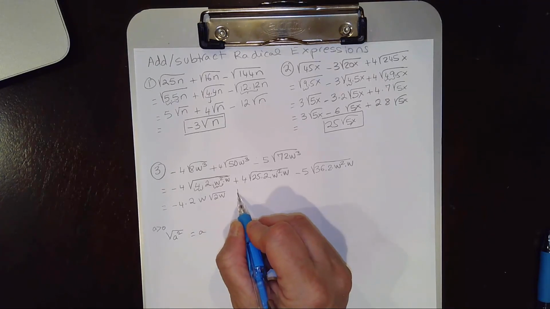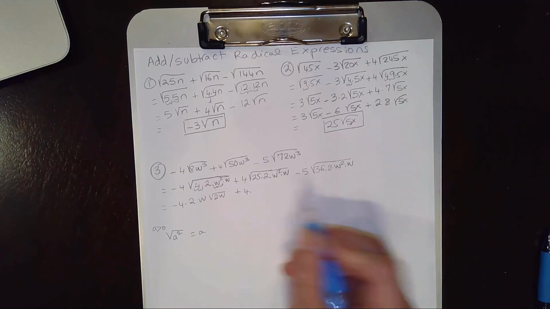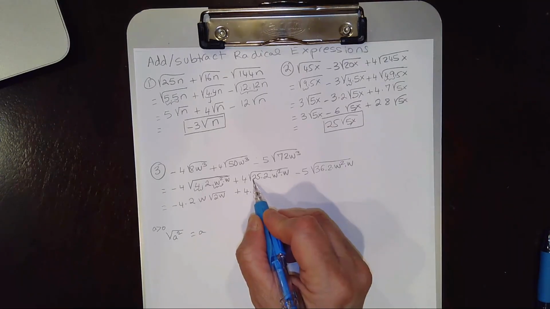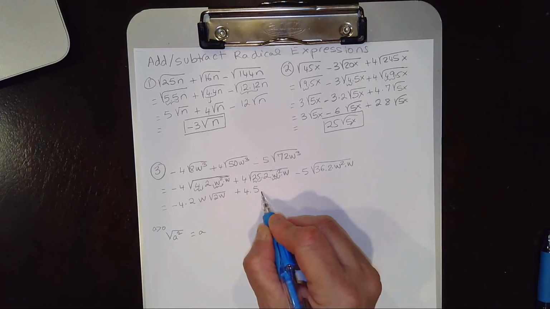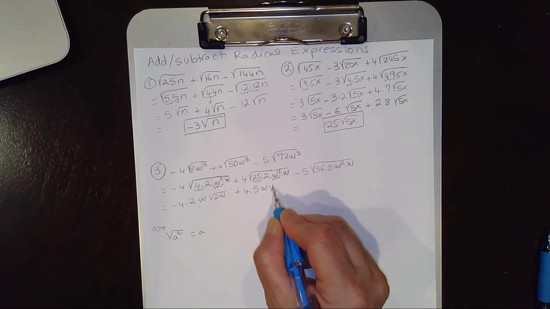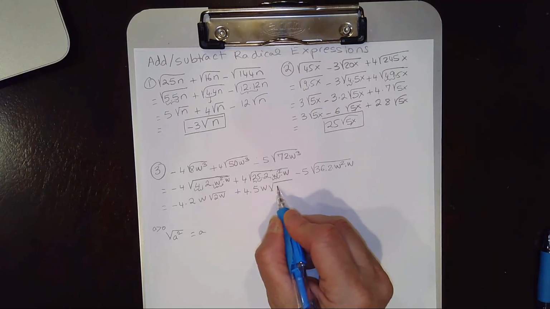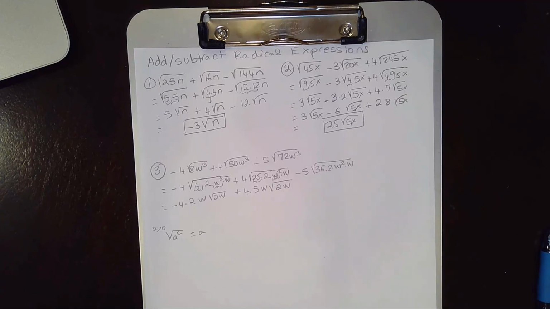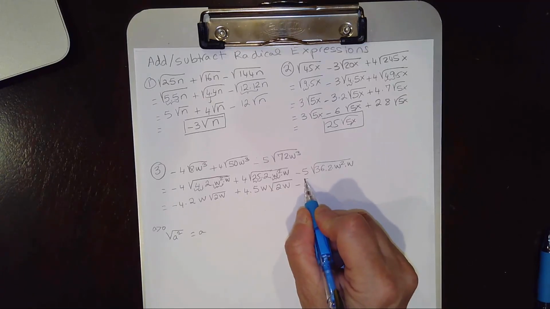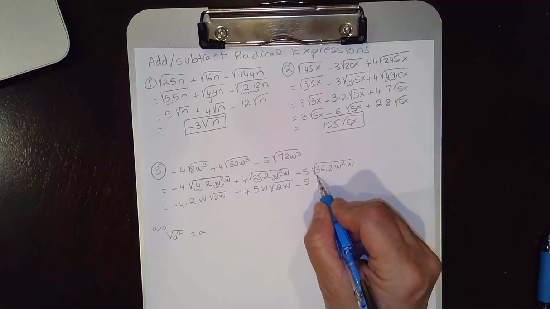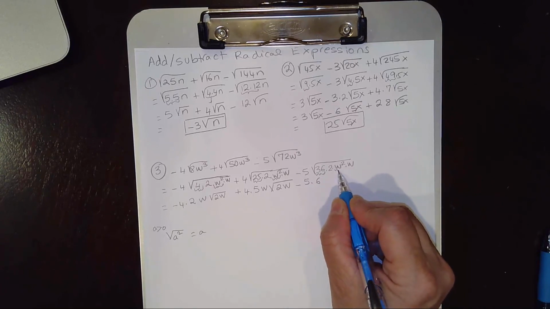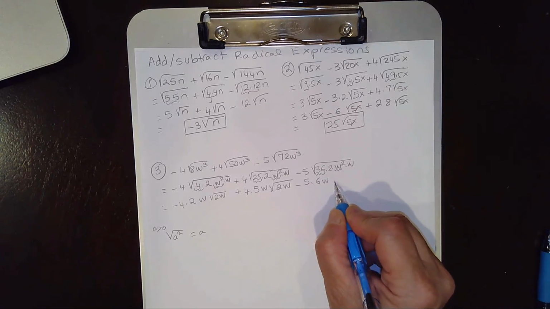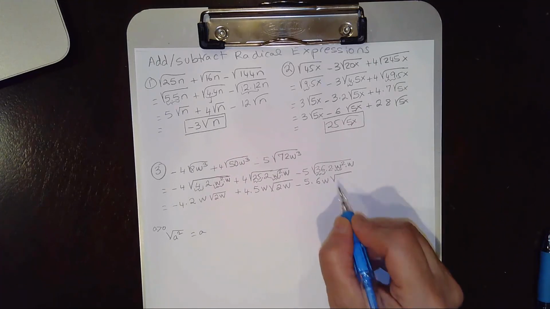Plus 4 times whatever comes out here: square root of 25 comes out as 5. And again, w squared comes out as w. And what's left inside the radical is also 2w. Minus 5. What comes out here is a 36. Square root of 36 is 6. So negative 5 times 6. Also the w squared comes out as w. And what's left inside the radical is 2w.